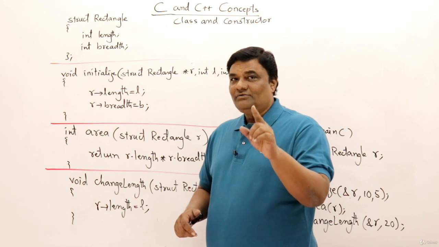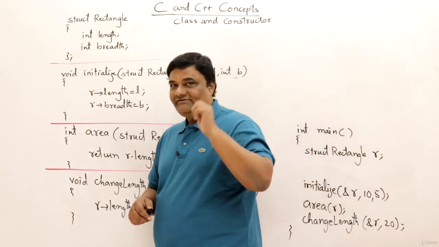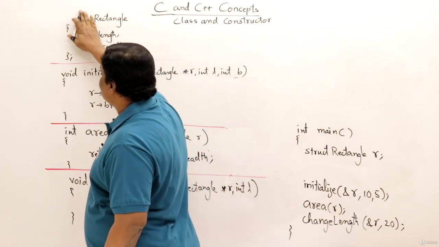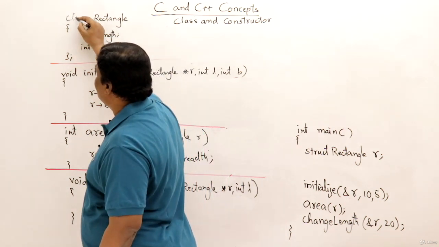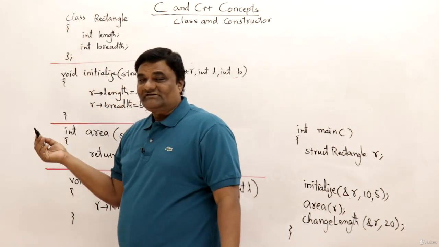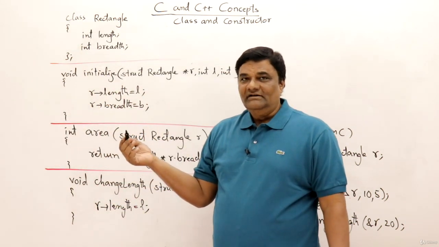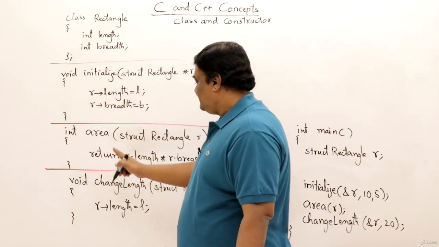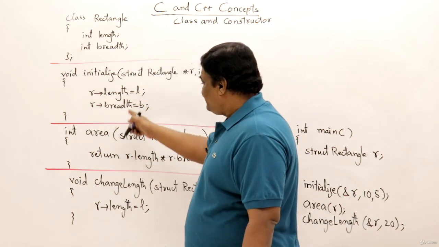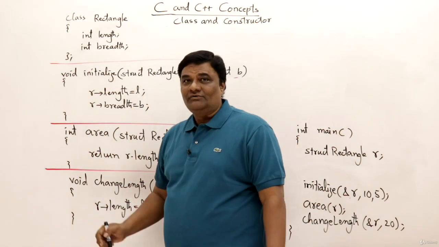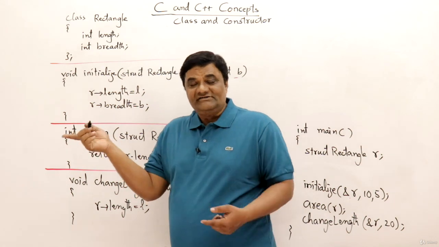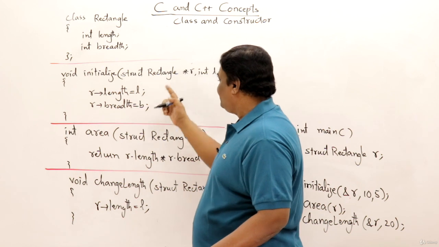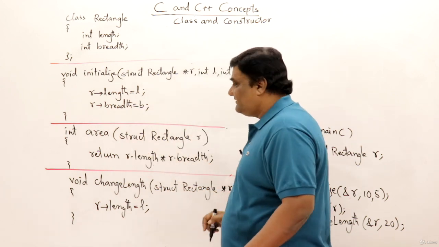Let us convert it into C++ code, so watch it very carefully. This is a structure; I will call it a class. Class rectangle. Now the structure is converted to a class. These functions, initialize, area and change length, are meant for that structure only. If that structure is not there, there is no use of these functions. See, it is taking rectangle, rectangle, rectangle.